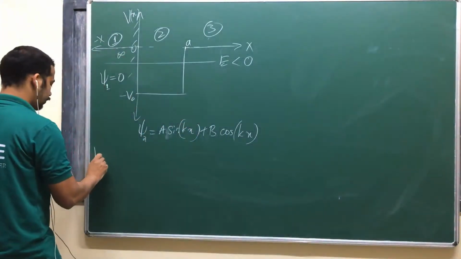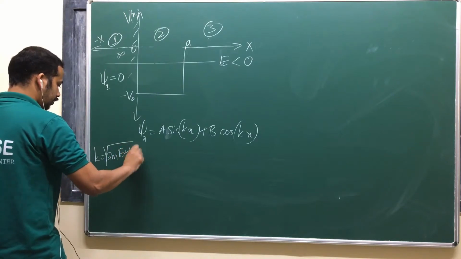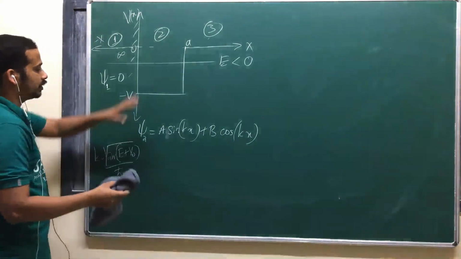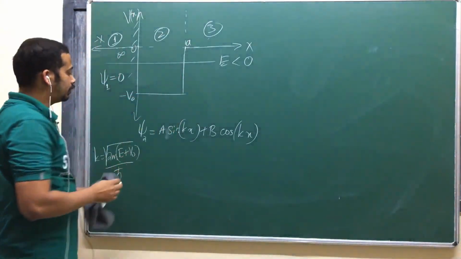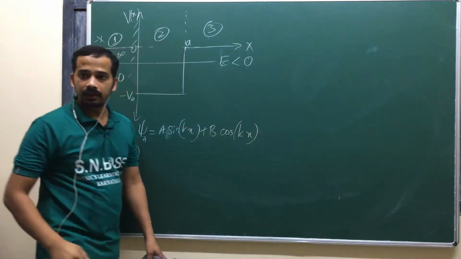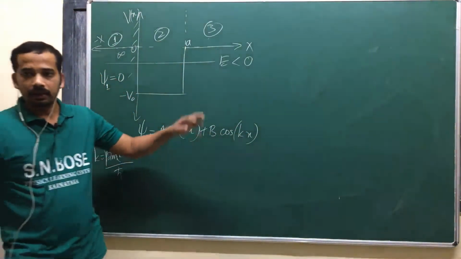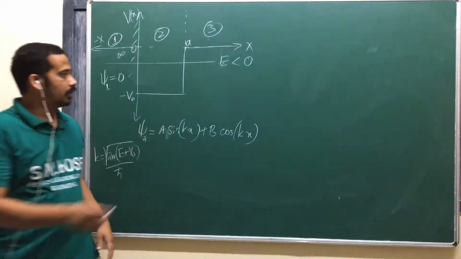K is equal to root of 2m(E plus V naught) divided by h bar in this region. In the second region, your solution is this one. In the third region, it should be an exponentially decaying solution. When you solve the Schrodinger equation, you will get either e power, you will get like this.